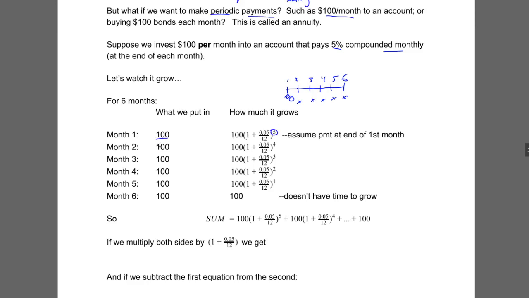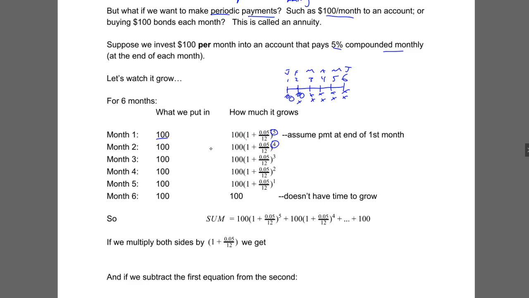And then in month 2, so this may be January, February, March, April, May, June. So month 2, if you start in February, how many times will that one compound? Well, you put $100 in there. That one's just going to go 1, 2, 3, 4 times. So you can see a 4 there. And then the one for March: this is February, March, April, May. And then the last one on month 6 doesn't have any time to grow. So it doesn't actually grow.